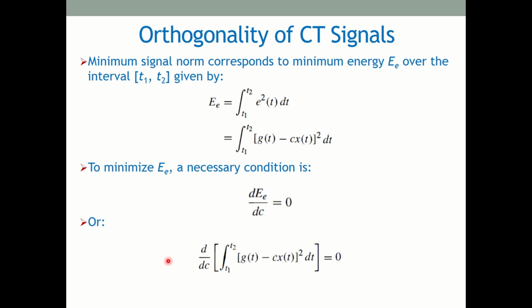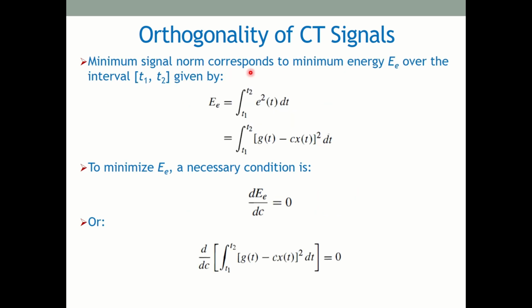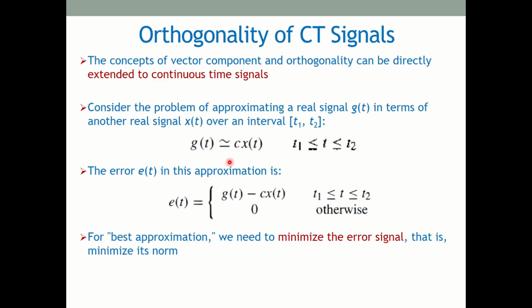So let's find out what the minimum of this signal is. Minimum signal norm corresponds to minimum energy. If the magnitude is minimum, the energy of this signal e(t) would also be minimum. You see g(t) and x(t) are time dependent, so similarly e(t) would also be time dependent. If the energy in e(t) is minimum, that means these two signals are very close to each other.